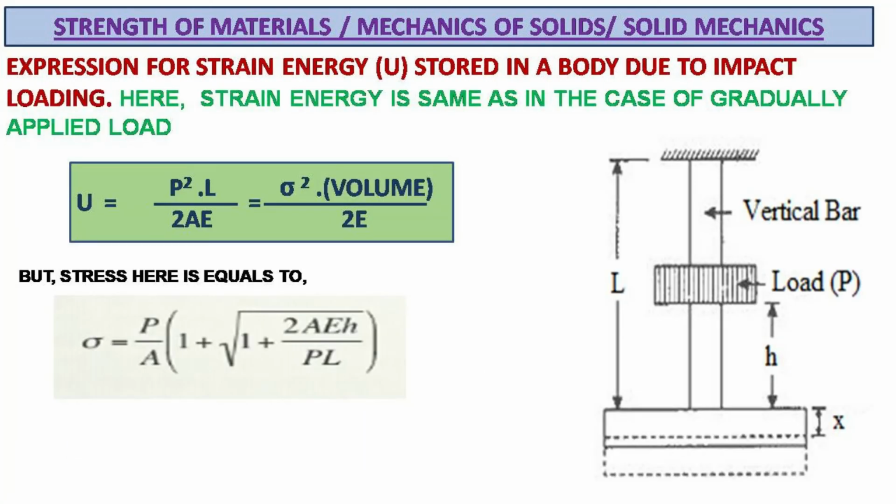Slide 25. In this slide we are deriving an expression for strain energy due to impact loading. Impact loading is the type of loading in which load is applied on a body for a fraction of time. That means load is applied and removed only for small time. The expression for strain energy in this case is same as in the case of gradually applied load. But stress in this case is calculated by the expression shown here.